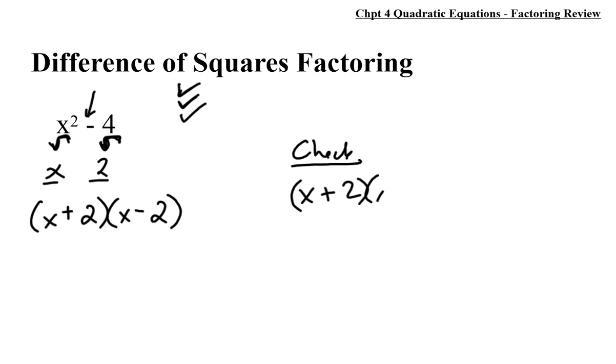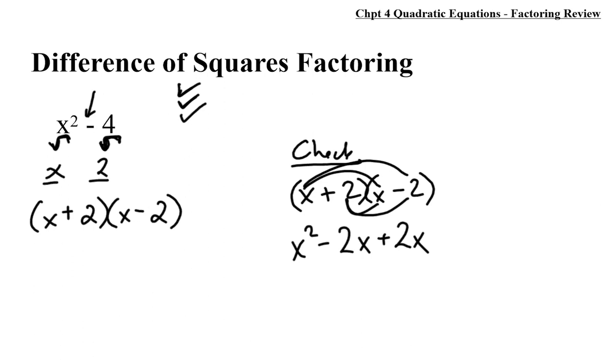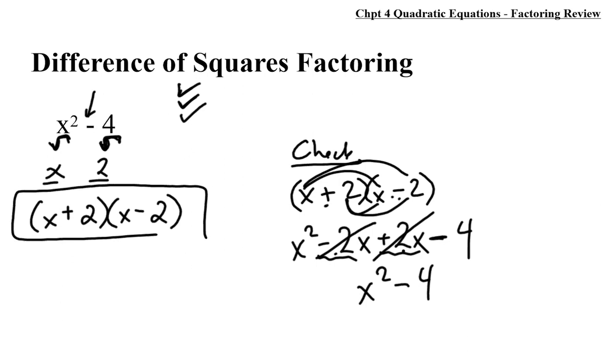X plus 2 times x minus 2: x times x, x squared. X times negative 2, negative 2x. 2 times x is a 2x. 2 times the negative 2 is a negative 4. The reason this works is because of the positive and negative, we end up with additive inverses. Positive and negative of the same thing, they cancel each other out. One of each sign will always give a negative second term. There's our x squared, subtract the 4. So there's the factored form. It's that simple if you recognize it.